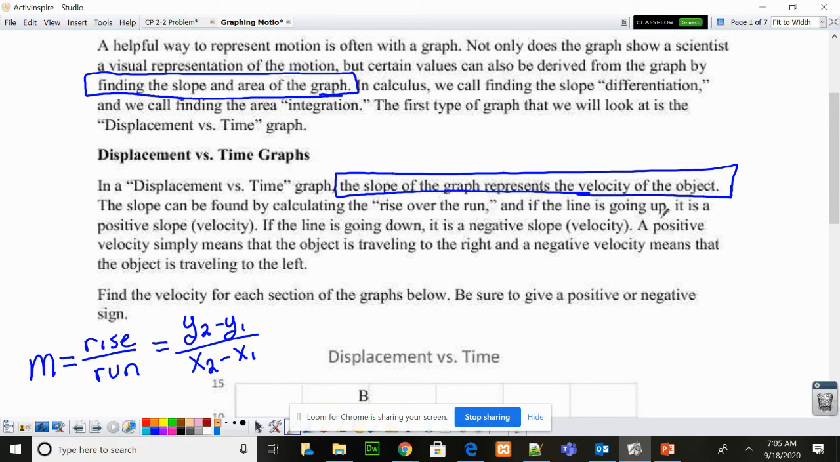If the line is going up, it is a positive slope, which means it's a positive velocity, which means in our problems the object is moving to the right, or up, but in the problems we're going to be doing, to the right, in the positive direction. If the line is going down, it's a negative slope or velocity, which means that the object is moving to the left. A positive velocity simply means it's traveling to the right, and a negative velocity simply means the object is traveling to the left. Down below it asks us to find the velocity for each section of the graph. Be sure to give a positive or negative sign.